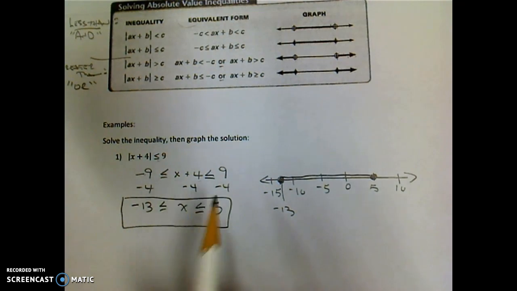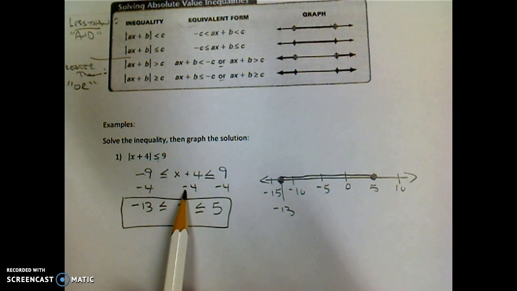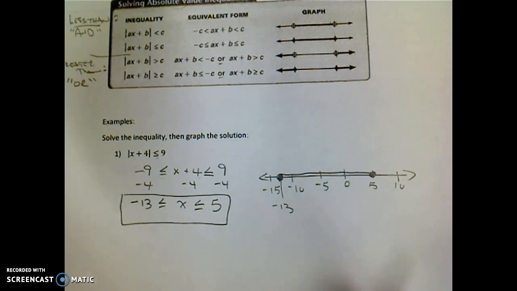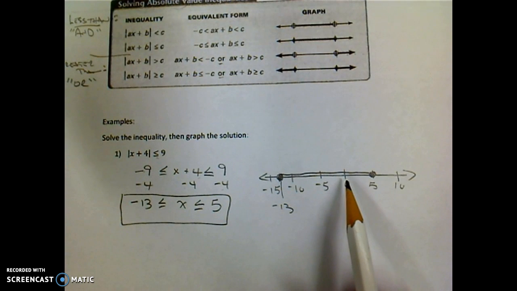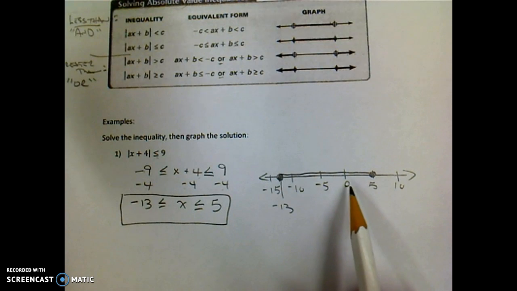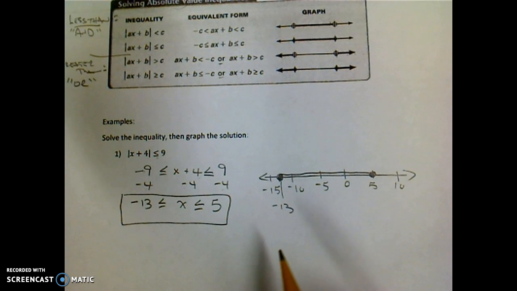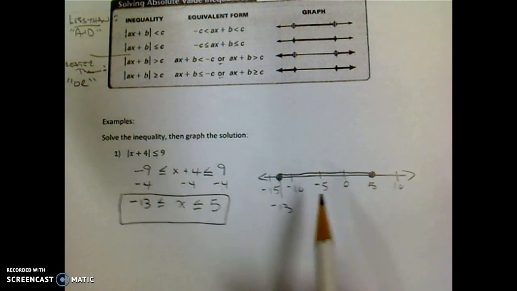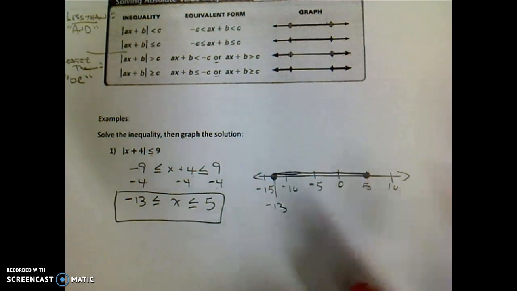We solve in the same way that we learned last week. Subtract 4 here, here, and here. The algebra for our solution is negative 13 less than or equal to x, which is less than or equal to 5. Or we could say x is between negative 13 and 5 inclusive. What does our graph look like? Let's put together a number line. You can skip count by 5s on this one because the range is pretty large: 0, 5, and 10, negative 5, negative 10, negative 15. Negative 13 is right about here, 5 right about here, and the distance in between.